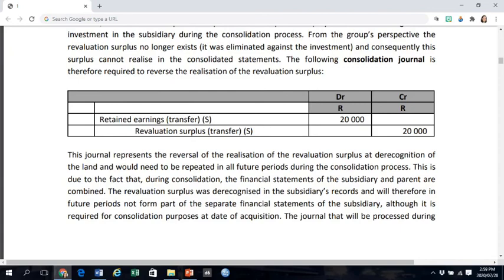The consolidation journal entry that you will process in all future periods will be a debit against the retained earnings opening balance of the subsidiary and a credit to the revaluation surplus opening balance of the subsidiary.